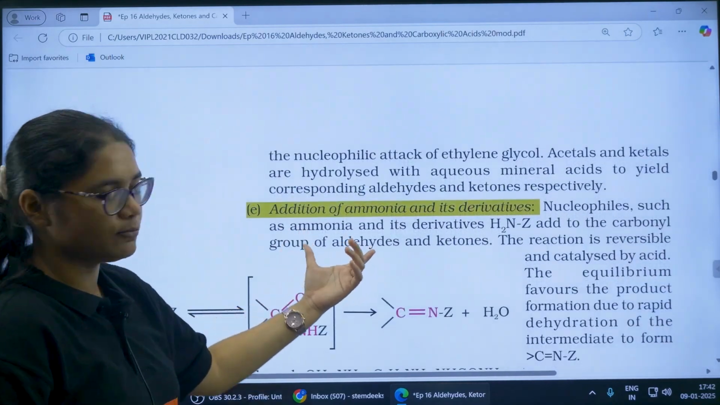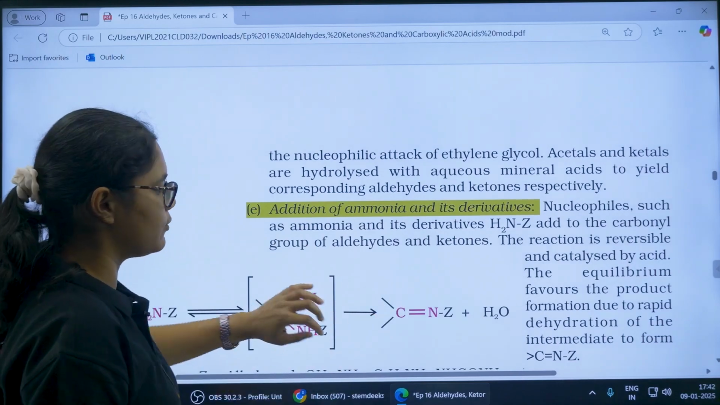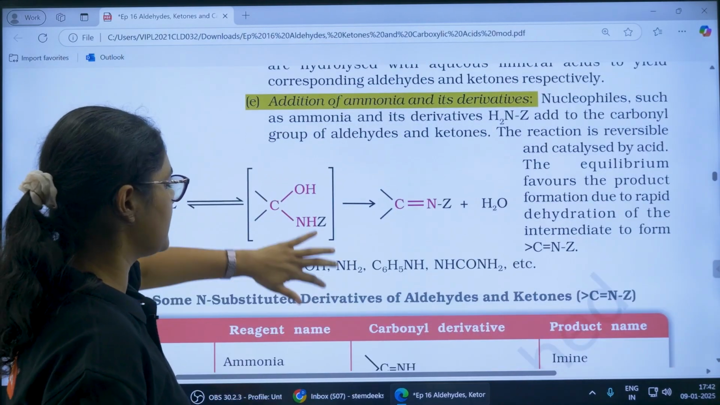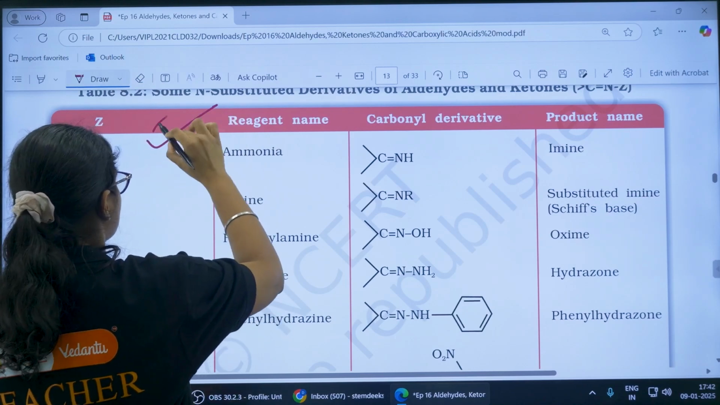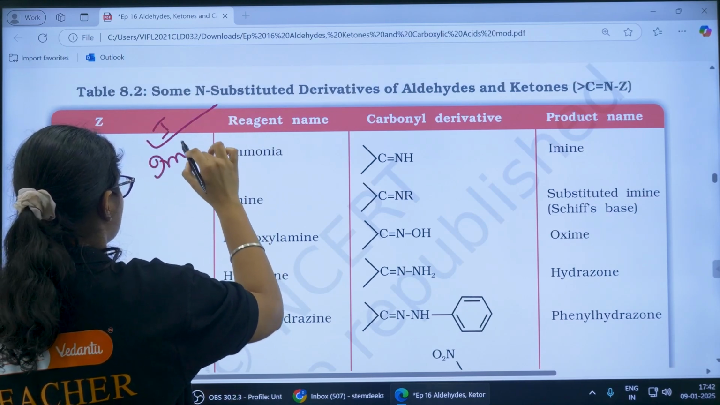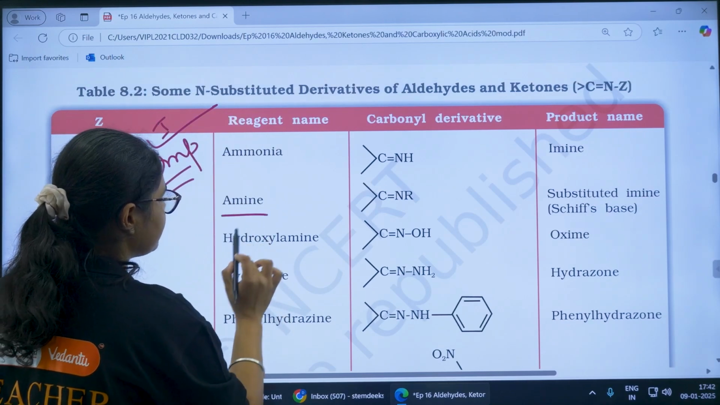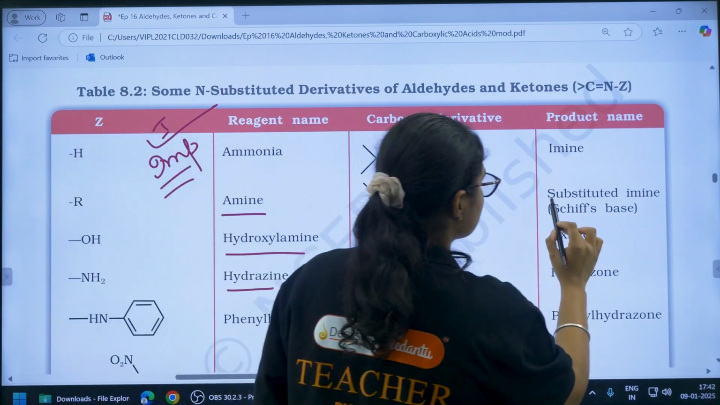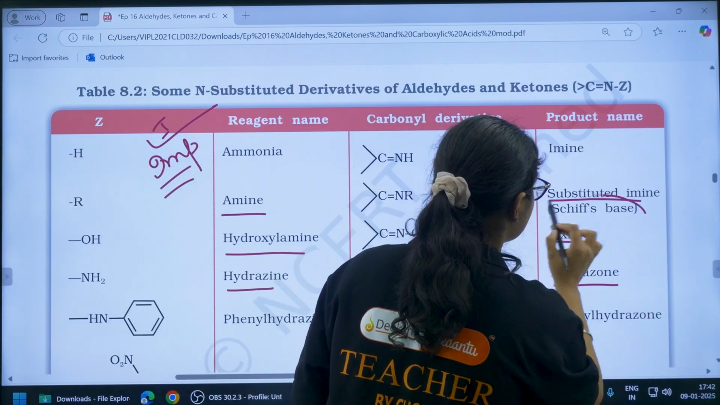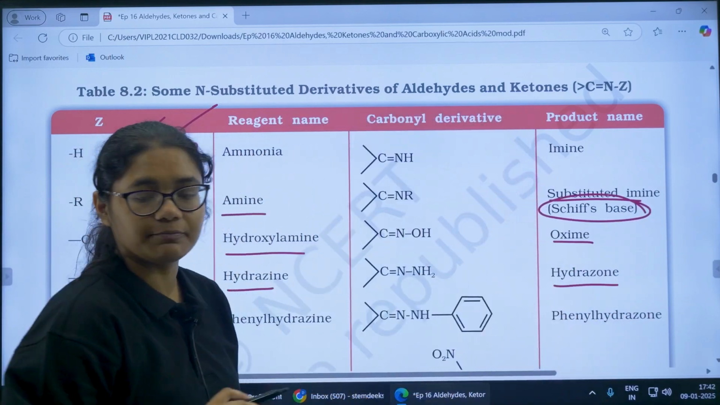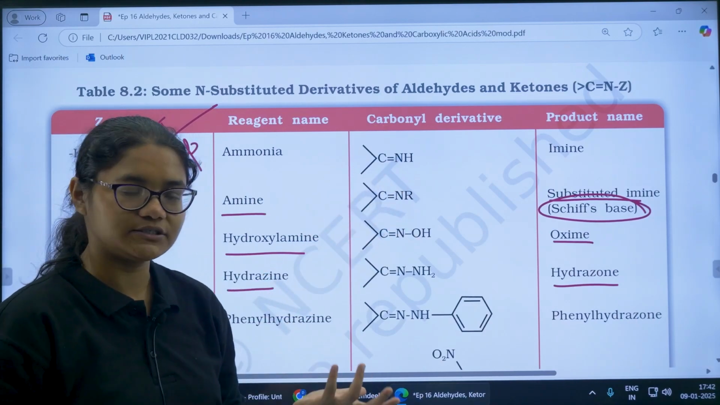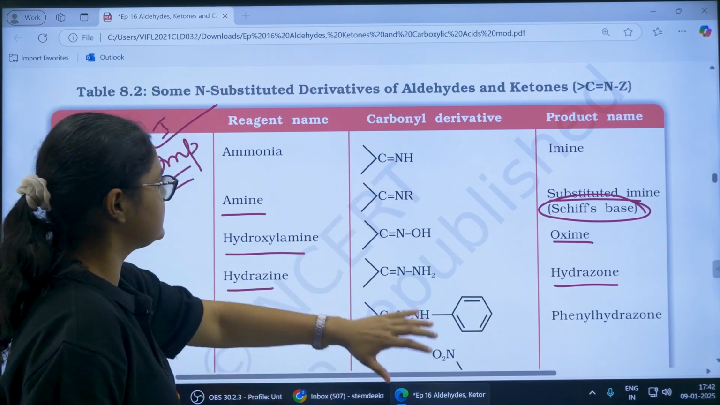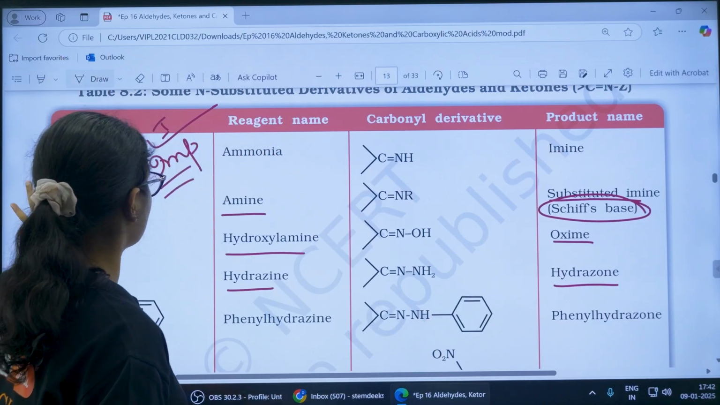Yes, next addition of ammonia and its derivatives, this is super important in this chapter, mechanism is here, and this table is very very important, okay. You should be knowing the reagent's name and the corresponding product's name. And this Schiff base, you should be knowing what is a Schiff base. A question can be asked like this, which of the following is a structure of Schiff base. So this table is very important, okay.